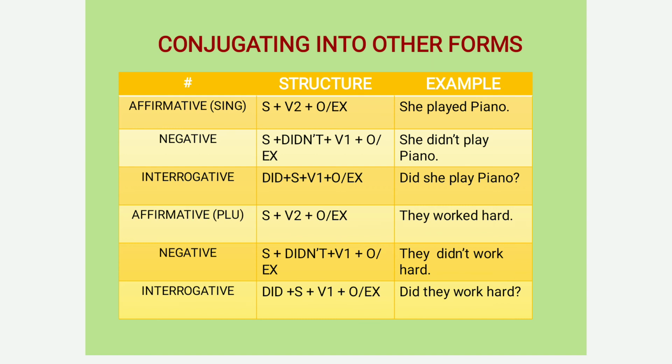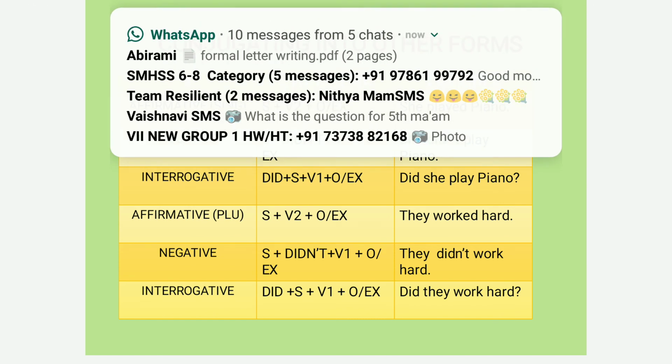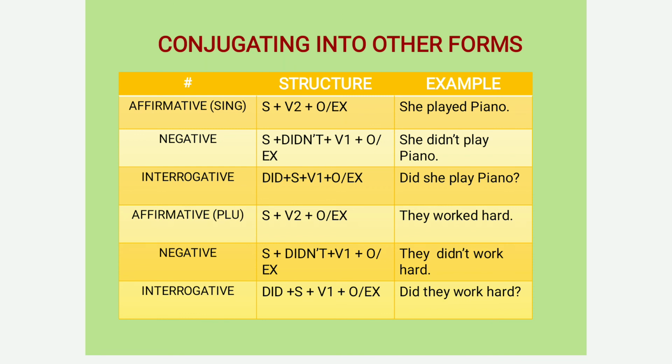So subject plus V2, meaning the past form of the verb, and object. See the example, she played piano. So the verb is played. We all know that. So how will you convert it into negative? We are pulling the did from the verb played. So did and verb become play. And we are adding not with the helping verb. She did not play piano. And next, how will we convert into interrogative? By removing the negative word from the sentence, we are replacing did in front of the subject. Did she play piano? The same rule applies for a plural subject also.